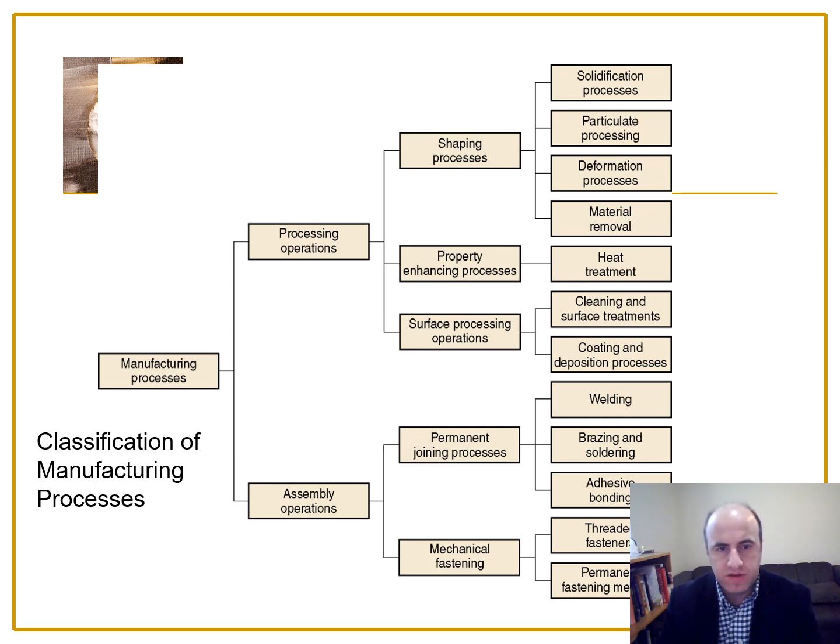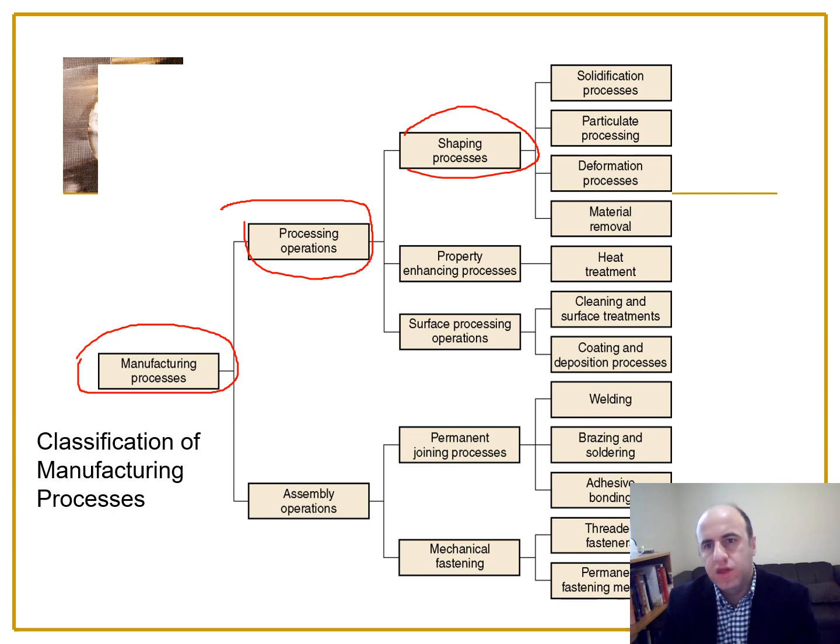This chart shows the classification of manufacturing processes. As I said before, we have two categories of processing operation, which is subdivided into shaping processes. Then in the shaping, we have a solidification process, particulate processing, deformation, and material removal. In material removal, machining is one of them. Deformation can be rolling.